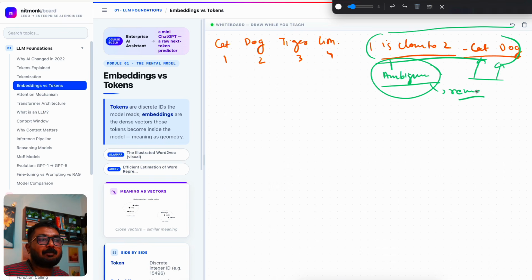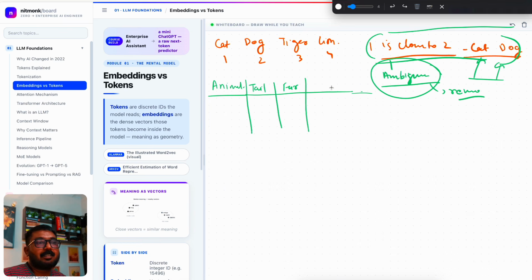To remove this ambiguity, let's make a table where we have the animal, and we try to get some properties of the animal. So let's say we take tail, whether the animal has a tail or not. We'll talk about fur, whether they have fur or not. We'll talk about pet, whether they are pets or not. We'll talk about wild, whether they are wild or not.